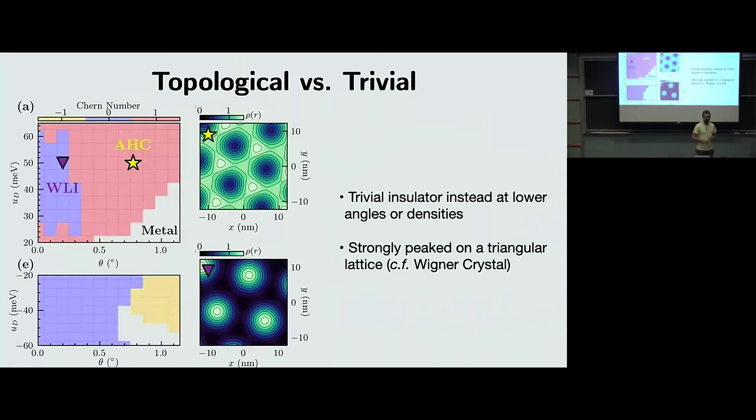Okay. And broadening our parameters a little bit, if we tune the angle and tune the displacement field, we see that this Chern band is part of a larger phase of Chern insulators that extends through the system and competes at very low angle with a Chern 0 insulator, which I'm calling here a Wigner-like insulator on account of its charge density pattern, which is localized to a triangular lattice. The other phase, the Chern insulator, I'll call the AHC, a name whose origin I'll explain in a moment.